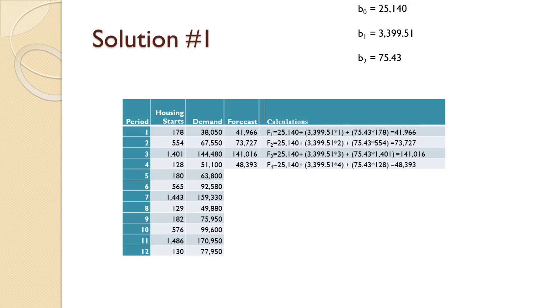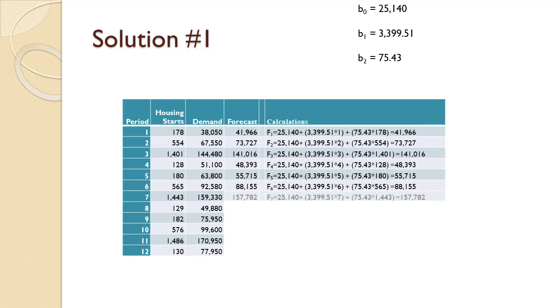F4 equals 25,140 plus 3,399.51 times 4 plus 75.43 times 128 equals 48,393. F5 equals 25,140 plus 3,399.51 times 5 plus 75.43 times 180 equals 55,715. F6 equals 25,140 plus 3,399.51 times 6 plus 75.43 times 565 equals 88,155.